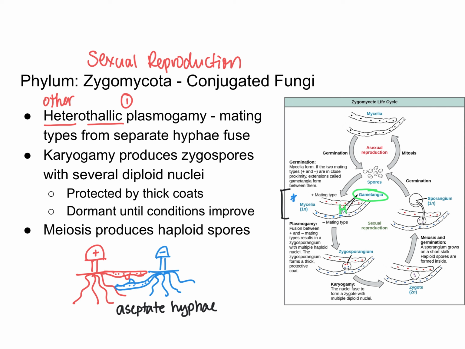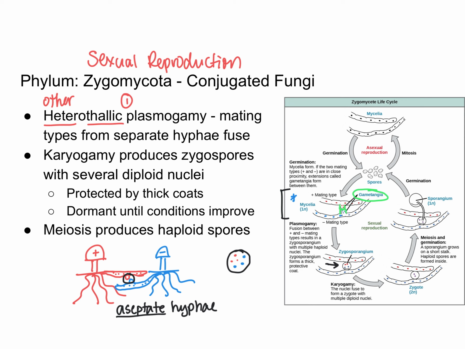When the gametangia fuse together, they form a zygosporangium. Essentially each gametangium fuses together, but then they break off from the hypha that they originally formed from. And you can see that on this picture here. Now notice that because these are aseptate hyphae, there are multiple haploid nuclei located in these hyphae. So when that zygosporangium breaks off, we end up with this structure that has multiple haploid nuclei in it, some from the red positive mating type fungus and some from the blue negative mating type fungus.